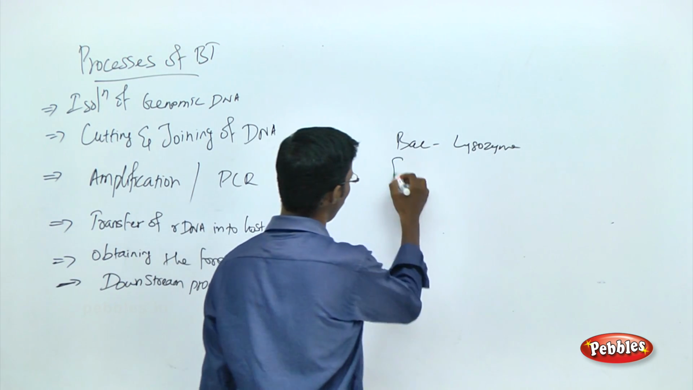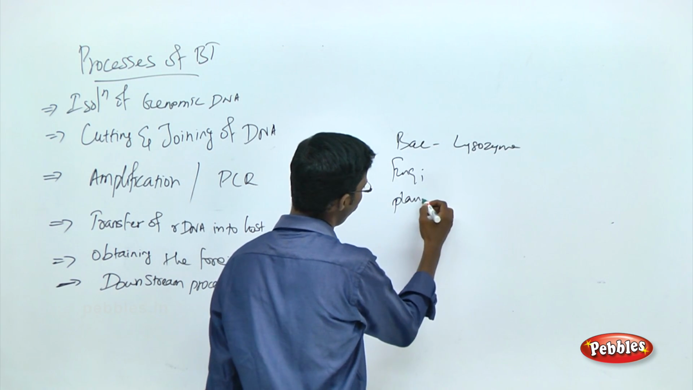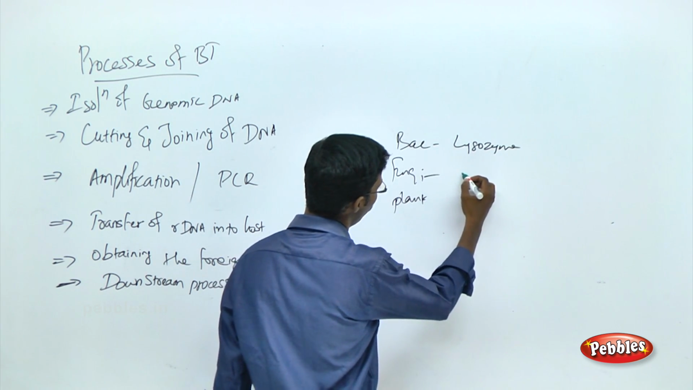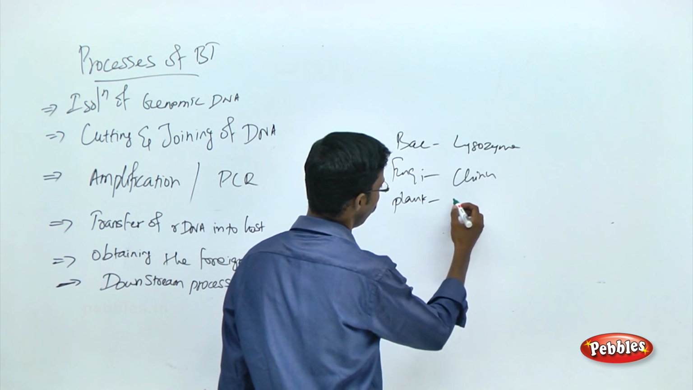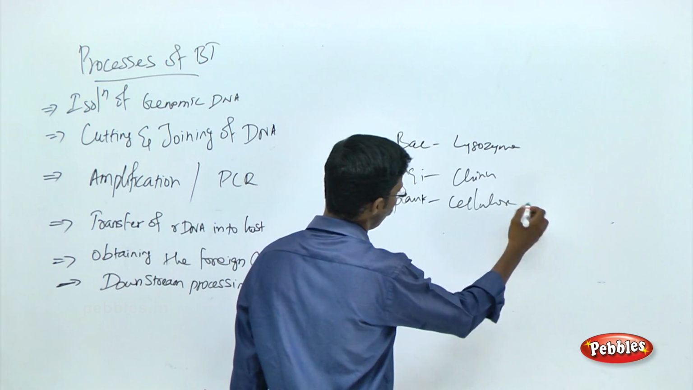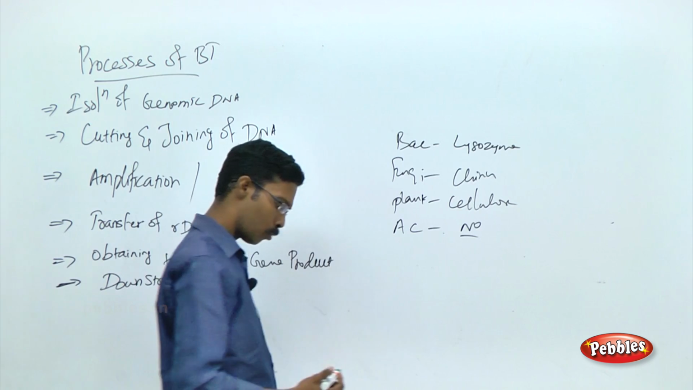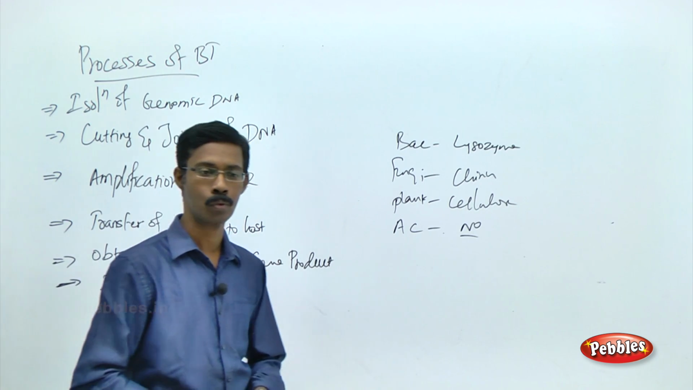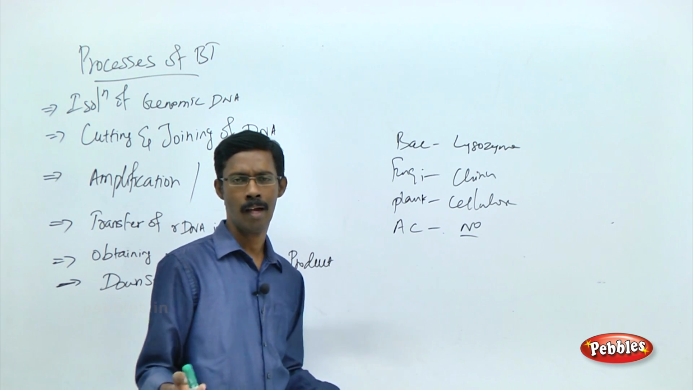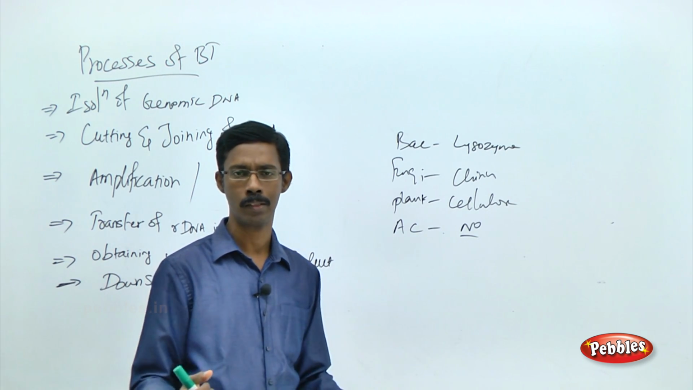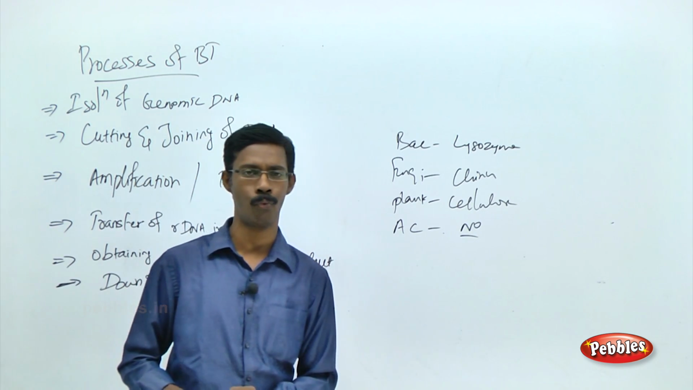In the case of fungi, the cell wall is made up of chitin. In the case of plant cells, they are made up of cellulose. In the case of animal cells, there is no cell wall. So based on the cell type, you have to choose the rupturing method of the cells. Whatever the cell may be, as I told you, you have to break open the cells, and only then can you access the internal molecule, that is the DNA of your interest.